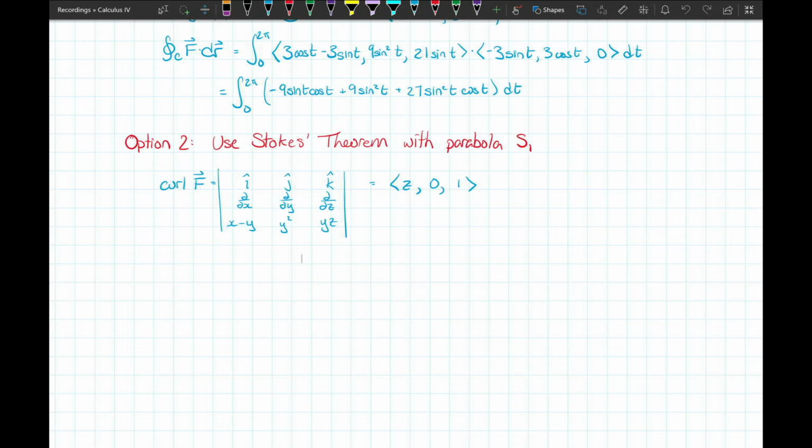And you're going to see very nice partial derivatives will give us a curl vector that's pretty straightforward. It's just z, comma 0, comma 1. So far things are looking up a little bit. Let's take a look at our surface now.